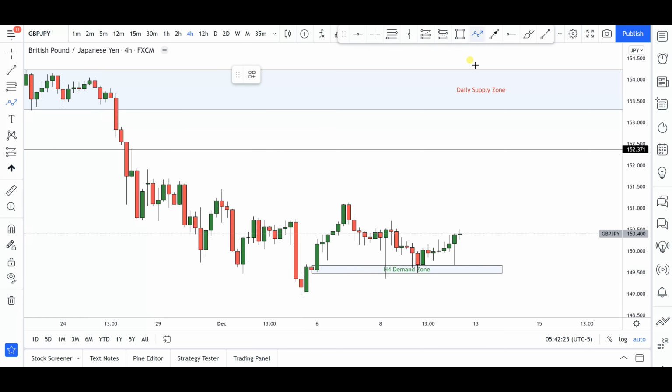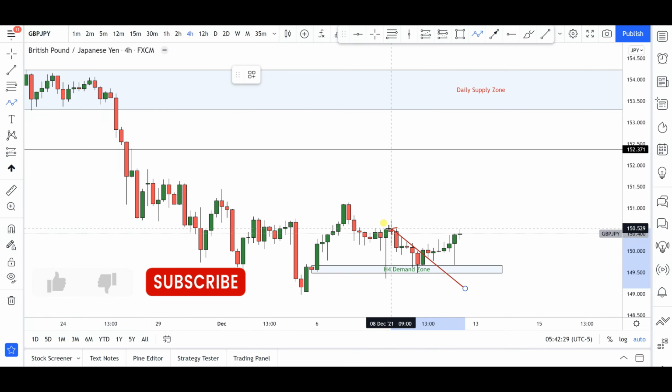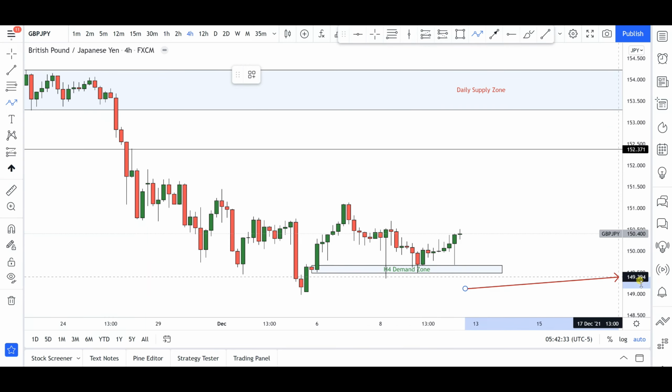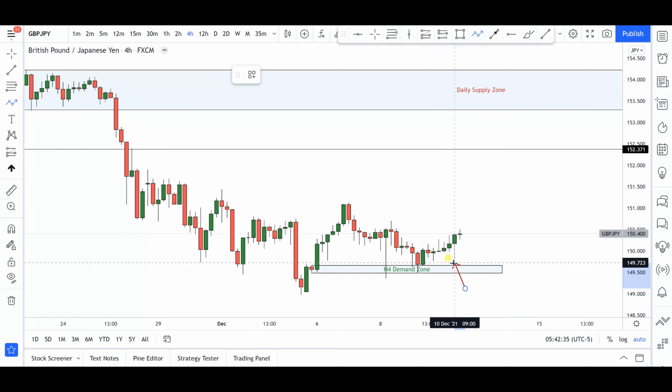Okay, so let me show you guys what I mean. This is the 4 hours demand zone, and then you can see that price gave us a nice dip into that area, and we are beginning to get rejections off of that particular price level right around the 149.50 institutional price level. All right, and upon the third attempt, you can see the bulls came in again.